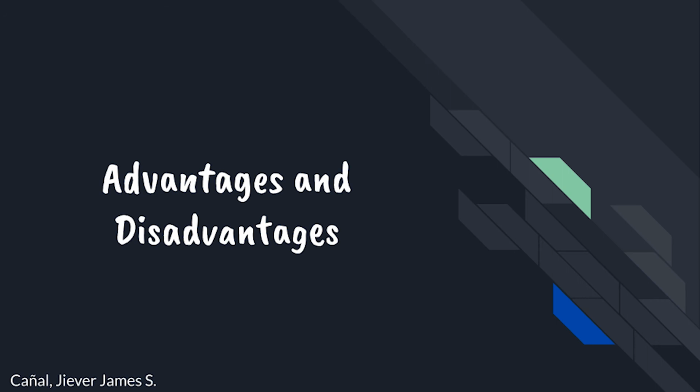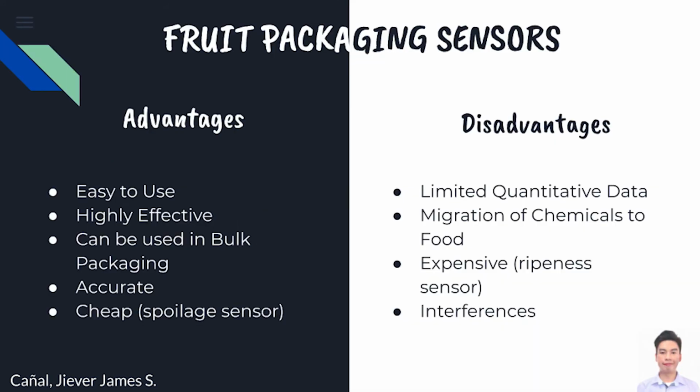Good day, I'm Jiever Cañal, and I will be discussing the advantages and disadvantages. Firstly, I will discuss the advantages and disadvantages regarding the fruit packaging sensors. For the advantages, it is easy to use when it comes to sensors to detect spoilages, namely the pH chemical sensors that have pH indicator dyes.